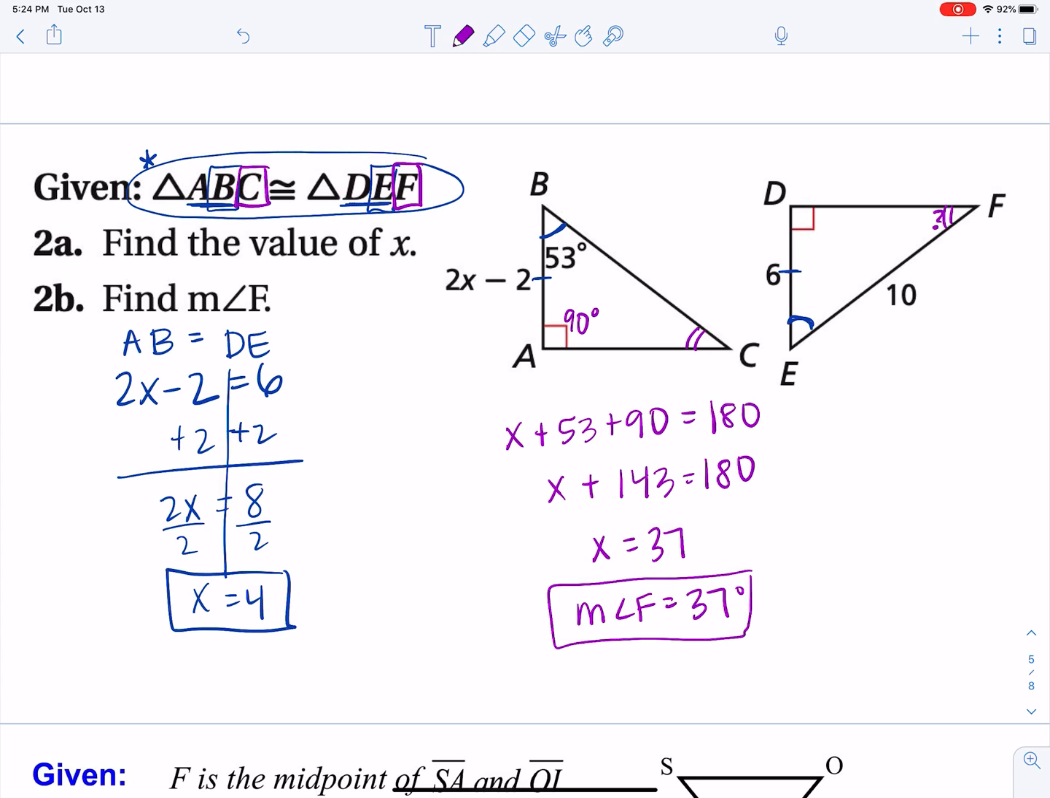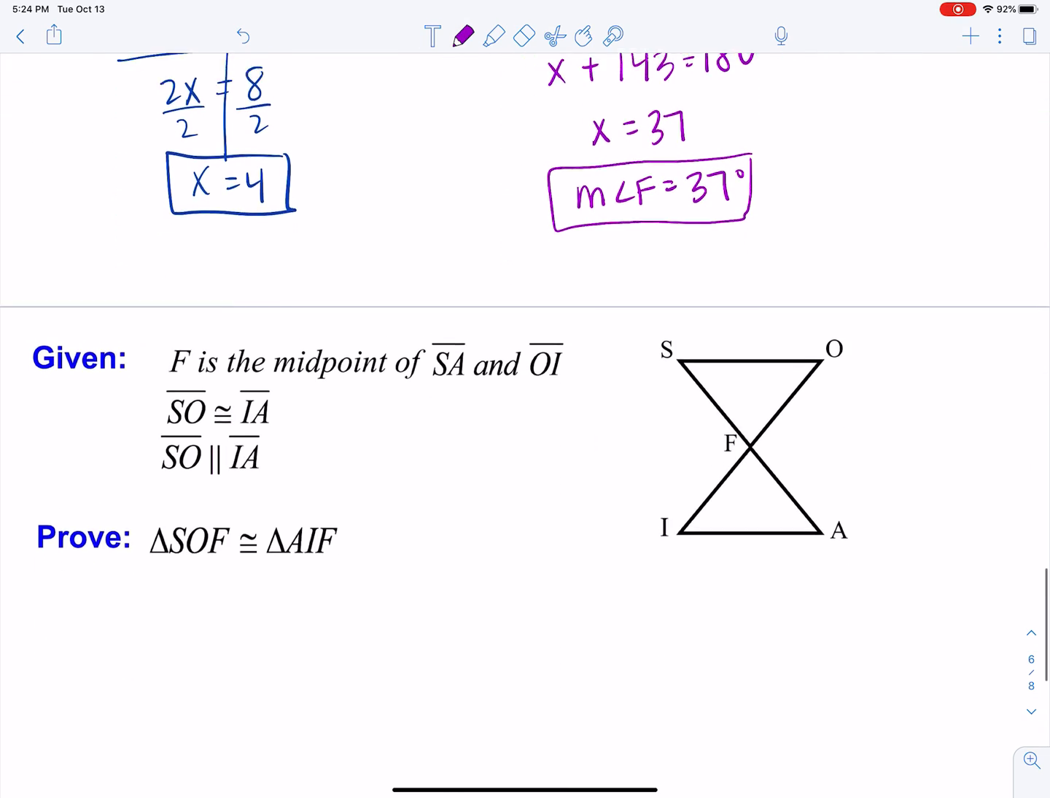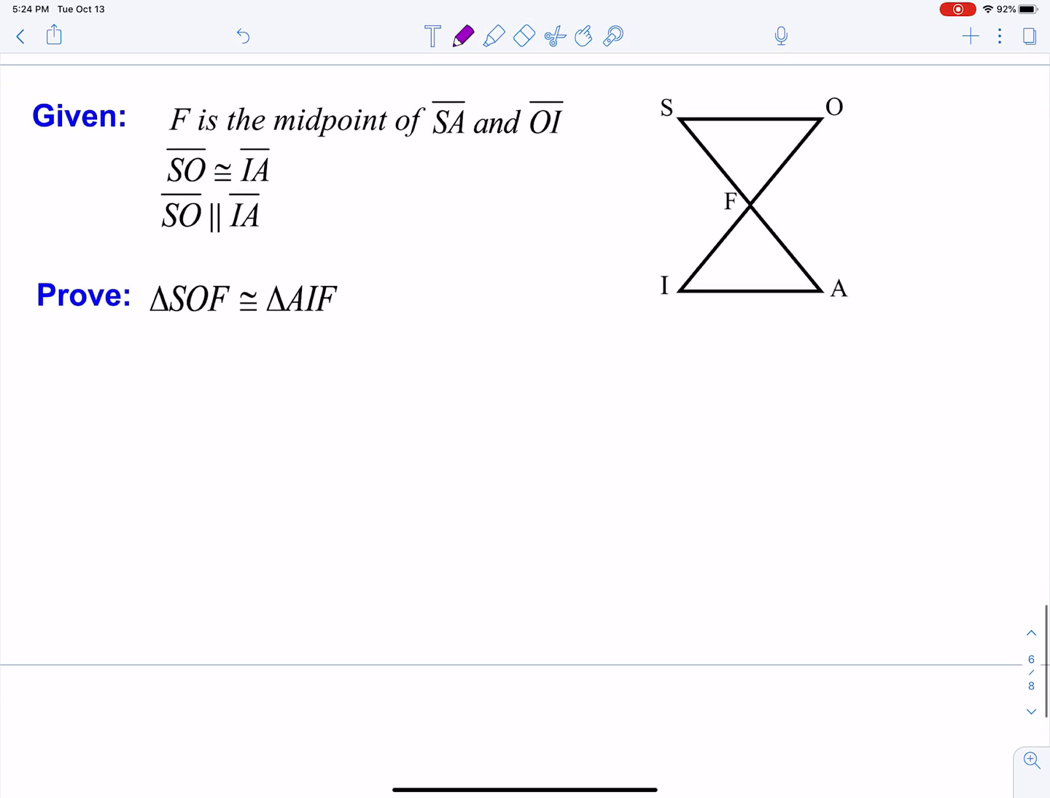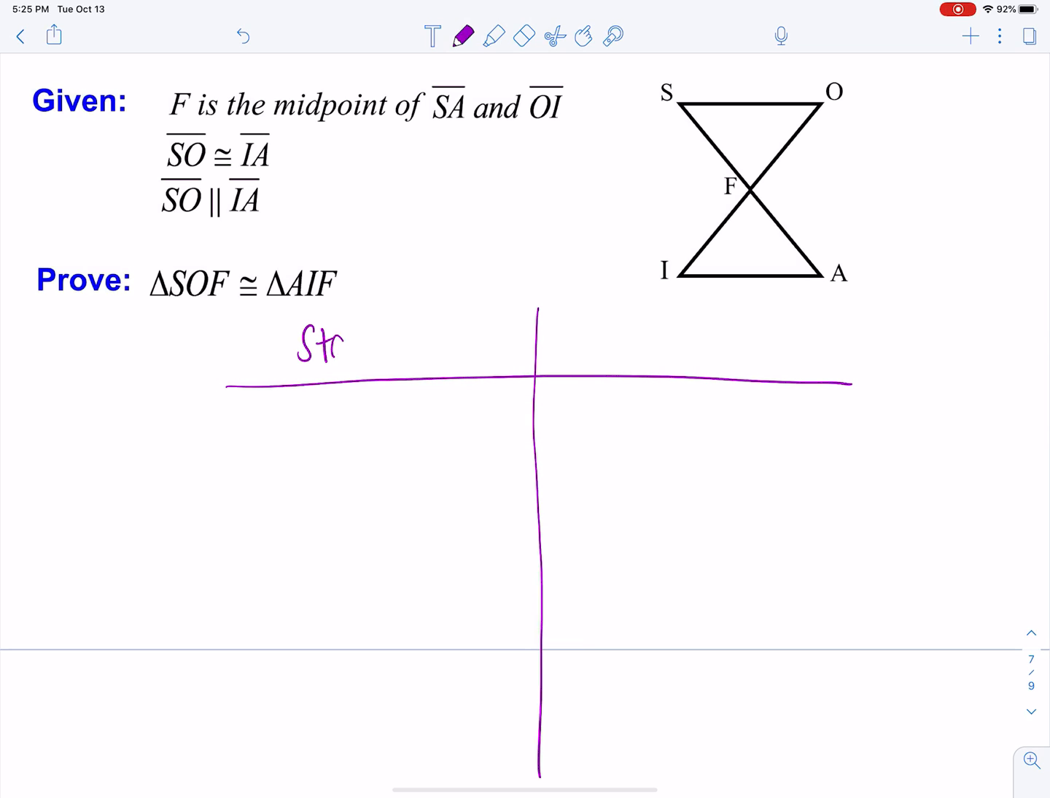We have explored the properties of congruent triangles and used those to solve problems. This last example here, we're going to try and prove triangles are congruent using the definition of congruent triangles. Remember, the definition of congruent triangles is that all sets of corresponding sides are congruent, all sets of corresponding angles are congruent. I'm going to set up my proof here.